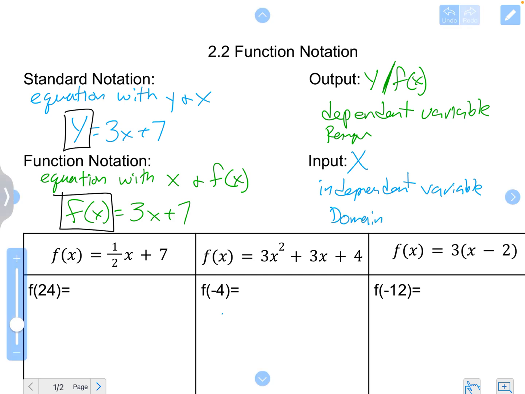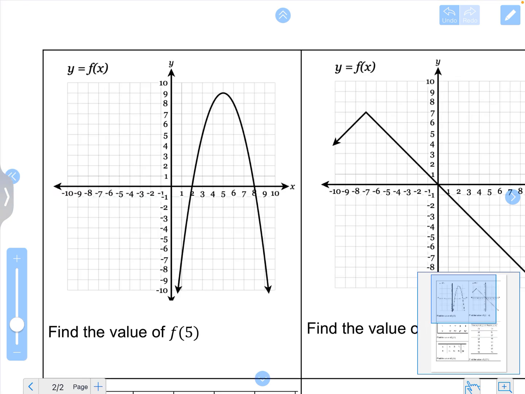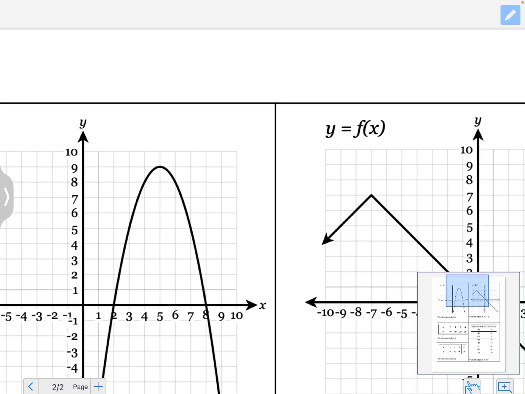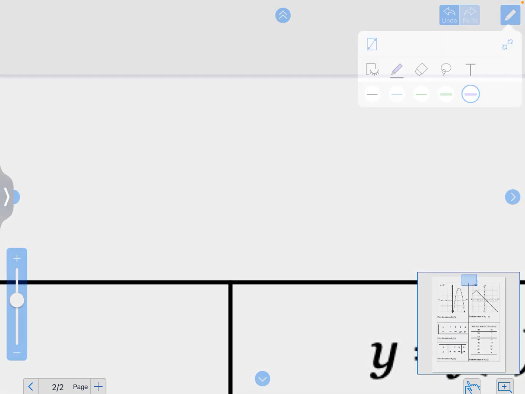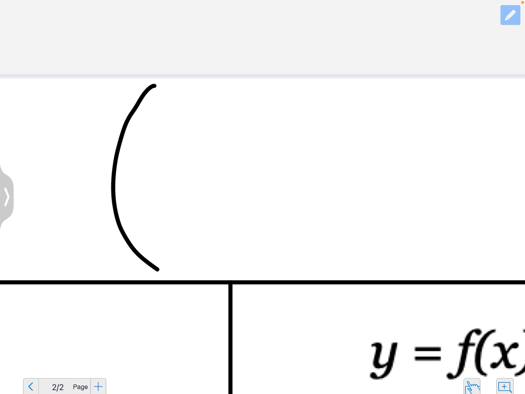So for the purposes of today's notes, everything that is an output or is a y or an f of x, I'm going to highlight in green. Everything that is an input or an x is going to be highlighted in blue. So I'm going to real quickly switch to page 2, because page 2 sometimes is easier to understand than page 1. So the first thing I really want us to focus on is at the top of our page.